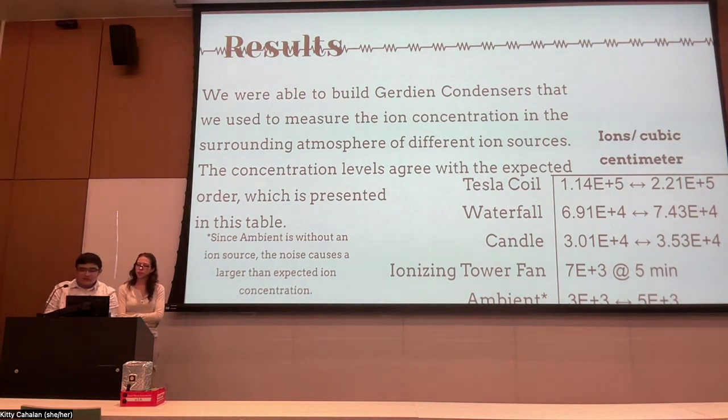All right, so as you noticed, the Tesla coil has the highest amount of ion concentration, and this is because of the lightning coming out of the Tesla coil and the high voltage. What we're seeing is what we expected. The candle obviously sits above the ambient and under the waterfall.